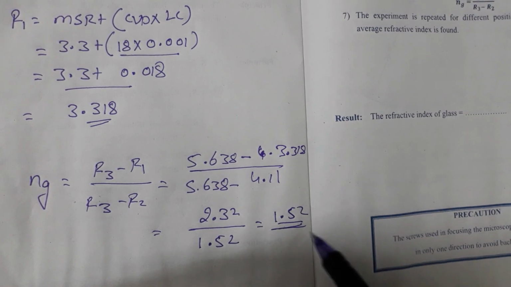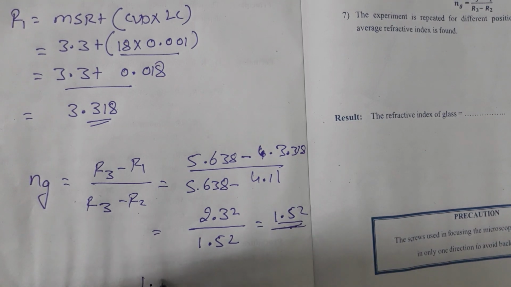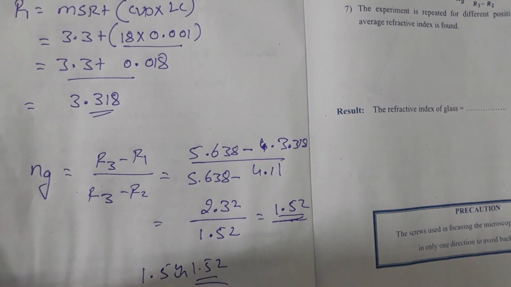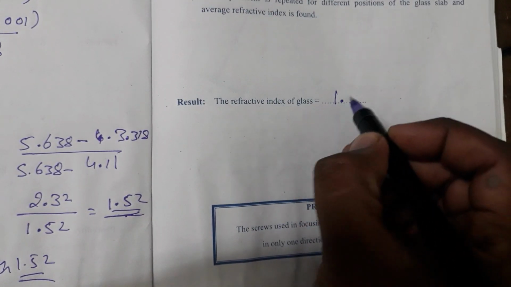So this is the refractive index of glass. Actually, the refractive index of glass is 1.5. This 1.5 is nearly equal to 1.52. Is it right? Enter into the result. The refractive index of glass is 1.52.